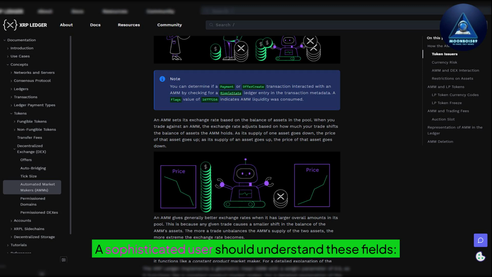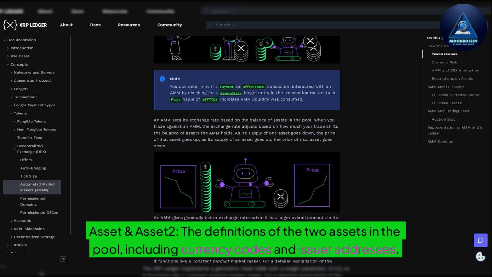Transaction Type. This will be AMMDeposit. Asset and Asset2. The definitions of the two assets in the pool, including currency codes and issuer addresses. Amount and Amount2. The amounts of the assets being deposited. For XRP, this is expressed in drops. 1 million drops equal 1 XRP.